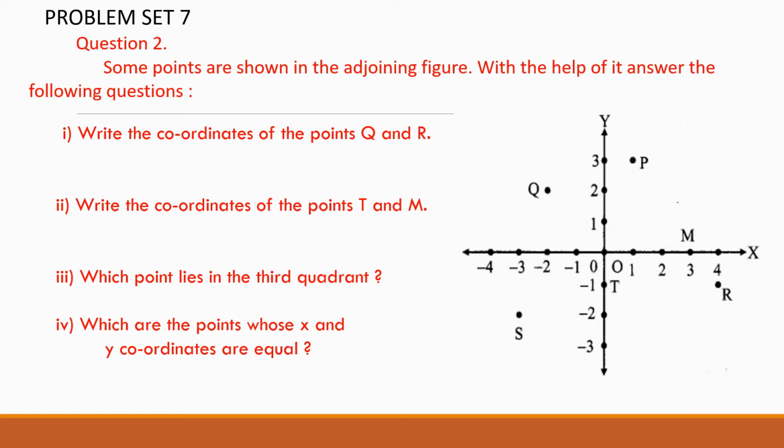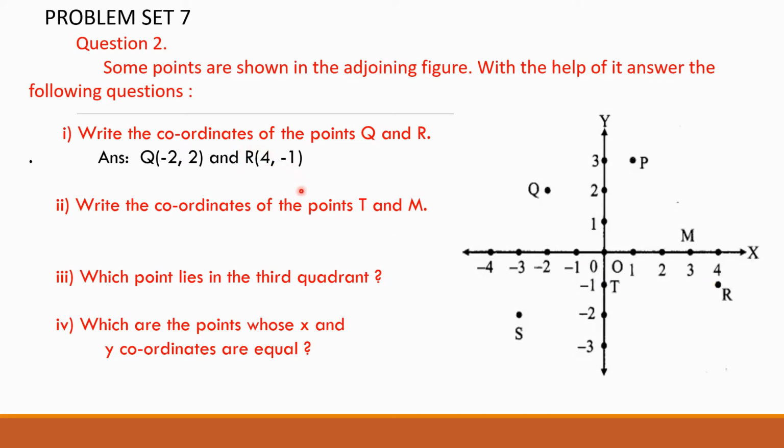Here the point Q is in the second quadrant and point R is in the fourth quadrant. You already know that in the second quadrant the x coordinate is negative and the y coordinate is positive. Therefore here the x coordinate is negative 2 and the y coordinate is 2. Therefore the coordinates of Q are negative 2 and 2, and for the point R the x coordinate is 4 and the y coordinate is negative 1. Therefore the coordinates of R are 4 and negative 1.